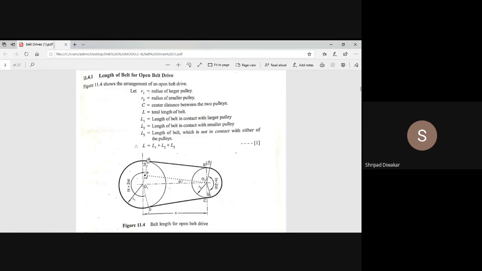We are getting the four angles: two alphas on the driver side and two alphas on the driven side. Remember, alpha is the angle of contact between the center point and the length of contact. After that, you are getting this AB line. In the same way, you have to draw a line perpendicular.